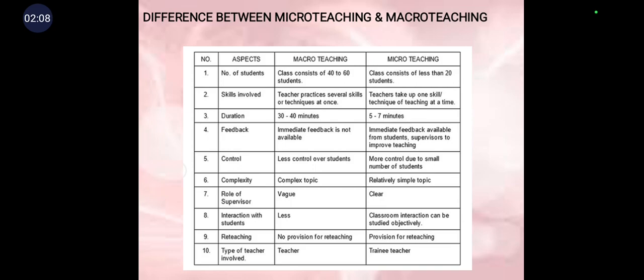Role of supervisor: vague versus clear. Interaction with students is less in macro-teaching. In micro-teaching, classroom interaction can be studied objectively. Reteaching: no provision for reteaching in macro-teaching, provision for reteaching in micro-teaching. Type of teacher involved: teacher in macro-teaching, trainee teacher in micro-teaching.